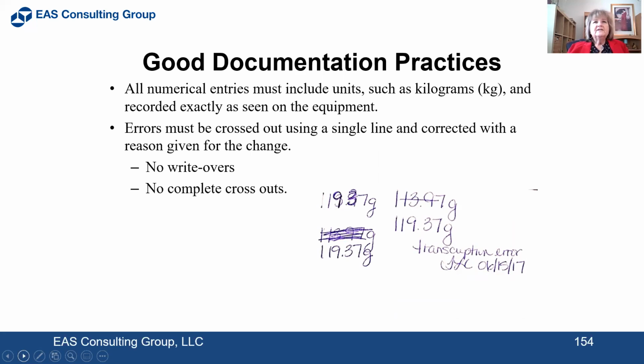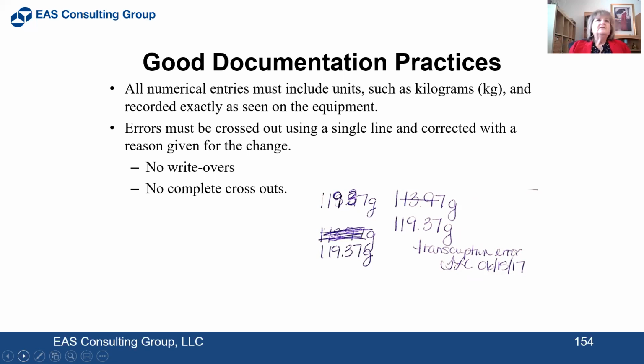All numerical entries must include units such as kilograms and be recorded exactly as seen on the equipment. So nobody gets to round. If you're looking at the weight on a balance, you have to record exactly what you see, no more, no less. The units, the kilograms, that sort of thing, you have to write in every single time, unless you have a table where you have that unit at the heading at the top, and then everybody knows everything under there is in that unit.